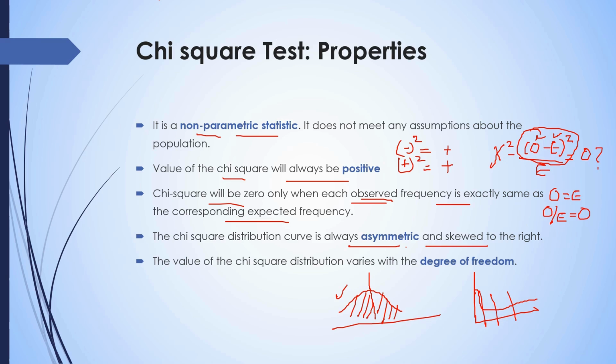The last property is that the chi-square distribution varies with the degree of freedom. This also we have seen, that the chi-square distribution is affected by only a single parameter, which is the degree of freedom. And we have also seen that when the degree of freedom is small, it is skewed towards the right, and as the degree of freedom increases, it goes on to resemble the normal curve.